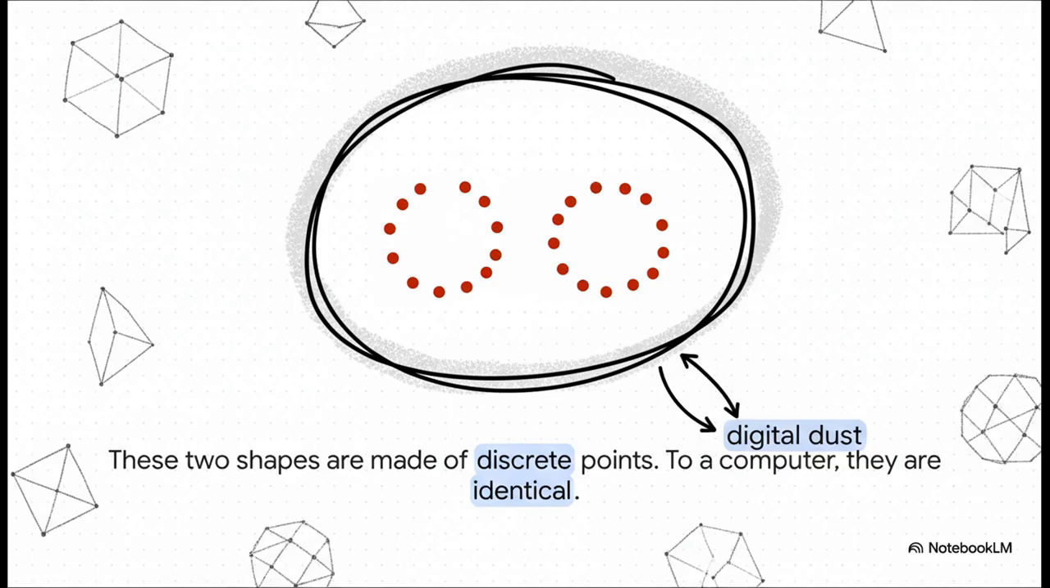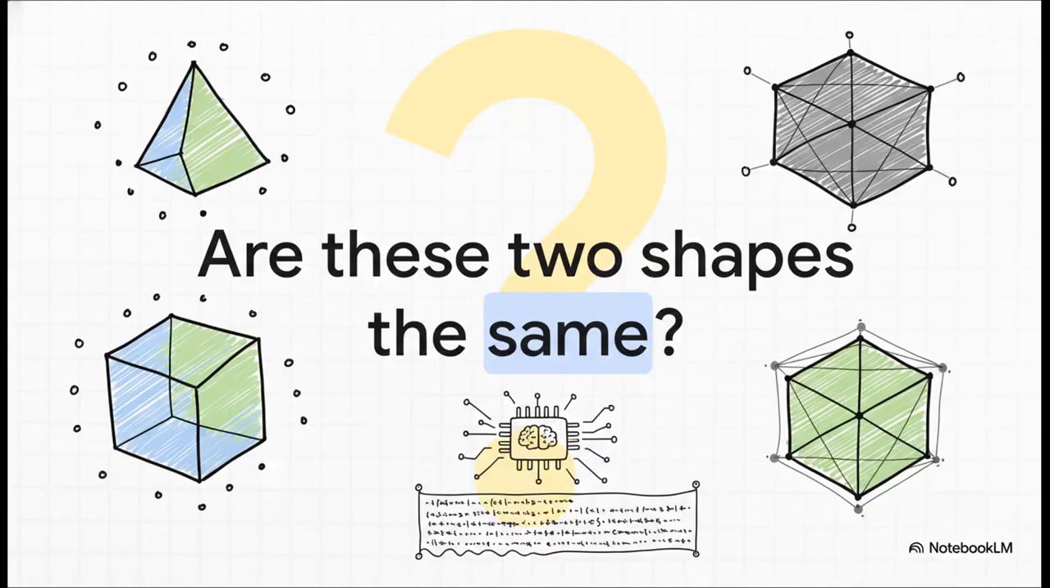Just look at these two shapes on the slide, both made of simple points. To our eyes, they look identical, right? So the question is simple. Are these two shapes actually the same? What do you think? And maybe more importantly, what does a computer think when all it sees is a big list of coordinates?